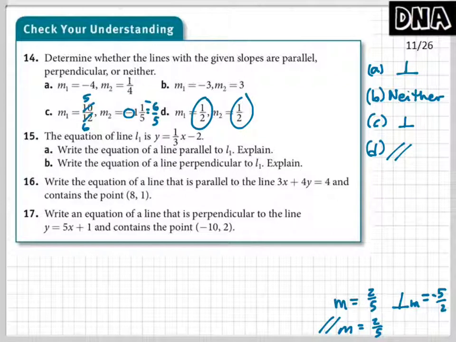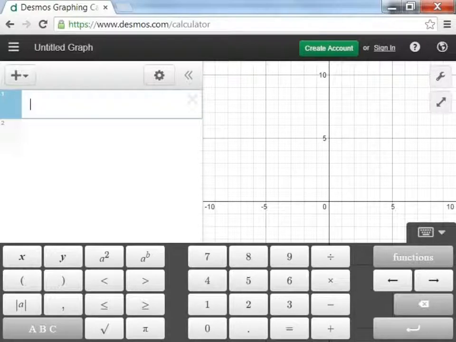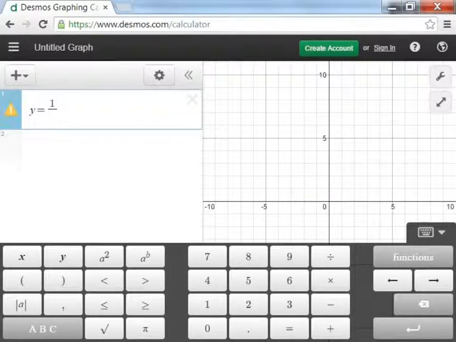Okay, this one says write an equation. Okay, the equation of a line is this, and it says write a parallel equation. So we got to write a parallel one. That means it has to have the same slope. So let's take a look over here at my friend Desmos, and let's put in that first equation. Y equals 1/3, so 1 divided by 3, and then we have x. And then it was -2, right?